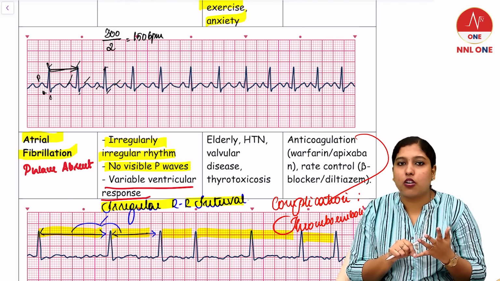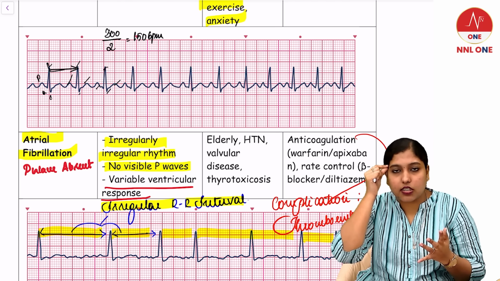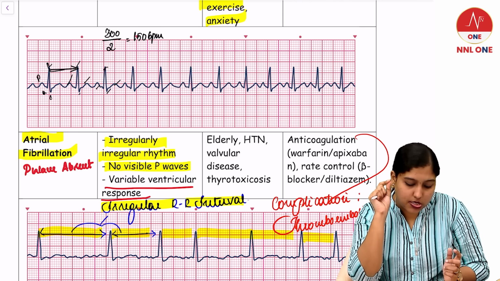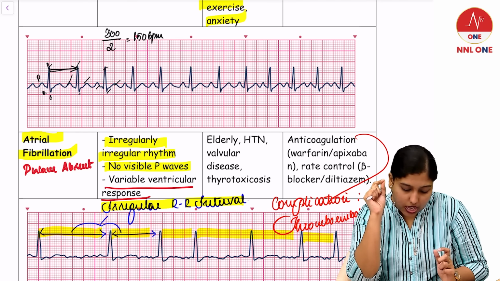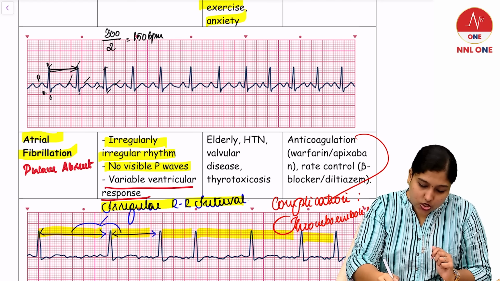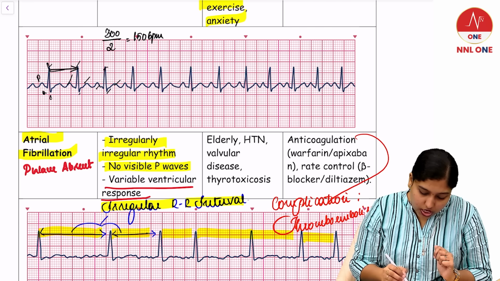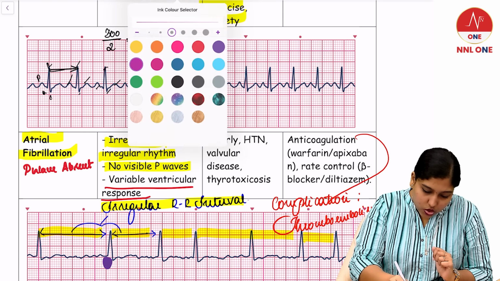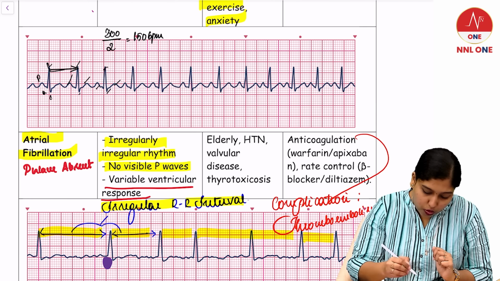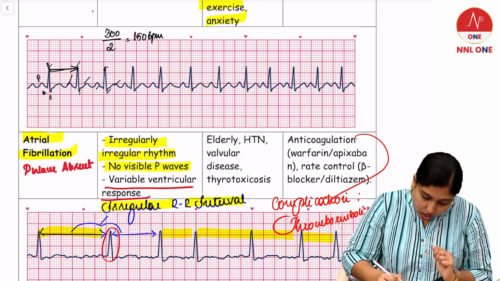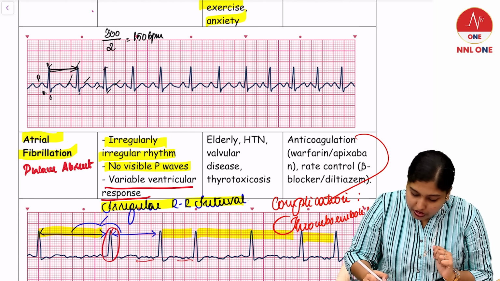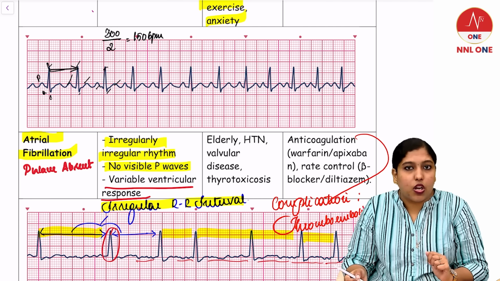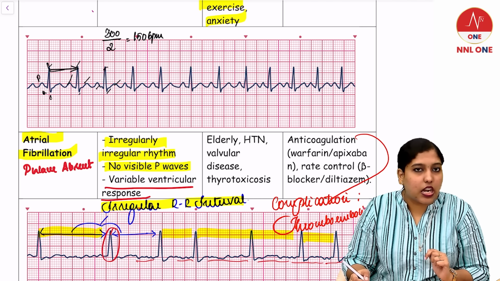And the most important point in atrial fibrillation is that the ECG is not going to have the P wave. The P wave is absent. If you look at the ECG now, you see the QRS complex is very prominent, but you cannot see the P wave. The P wave is buried somewhere inside the QRS complex. That is the concept behind atrial fibrillation.